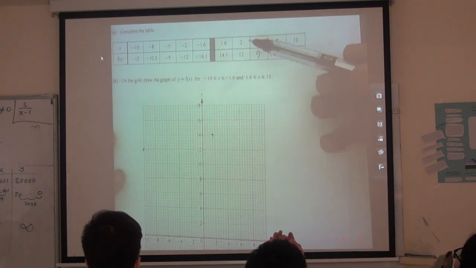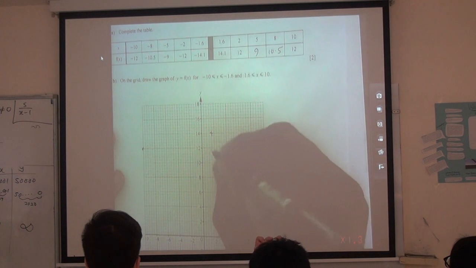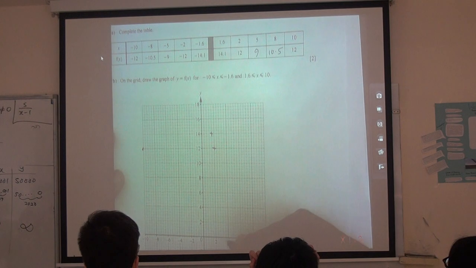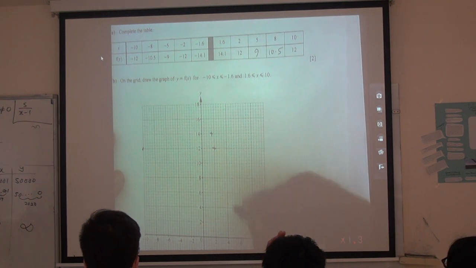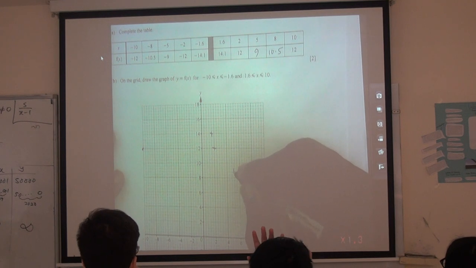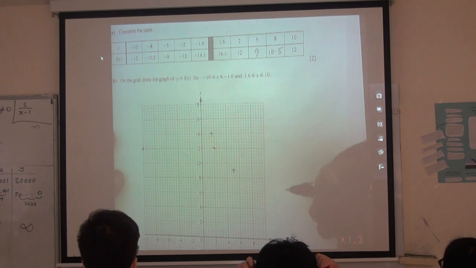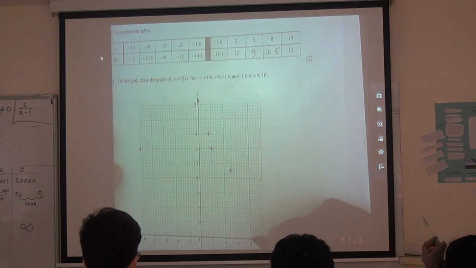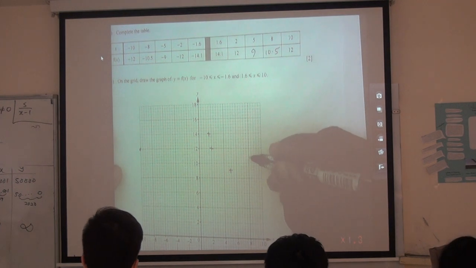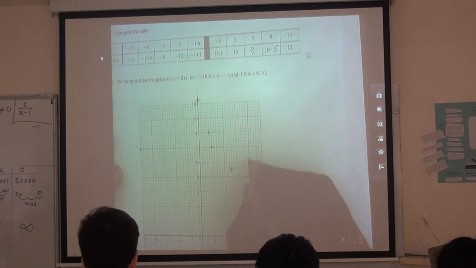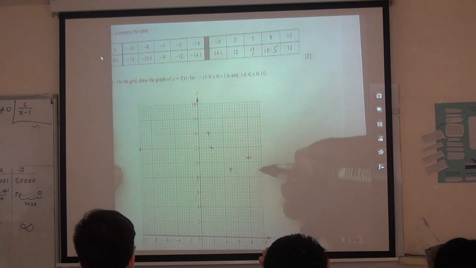Okay, the next one is 2 and 12, this is this one. The next is 5 and 9. 5 is in between 4 and 6. And 9 is in between 8 and 10. So it's going to be something like this. Did I get it right? Yeah. Okay. 8 and 10.5. 10.5 is 1/4 of this, so this is half of it. Then 10 and 12 also.